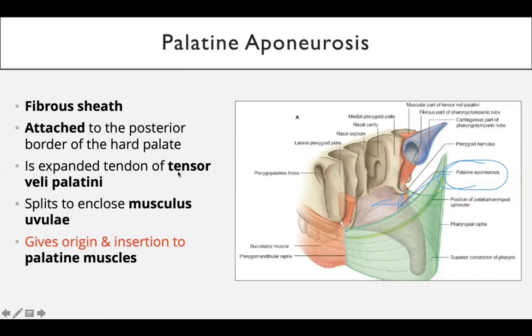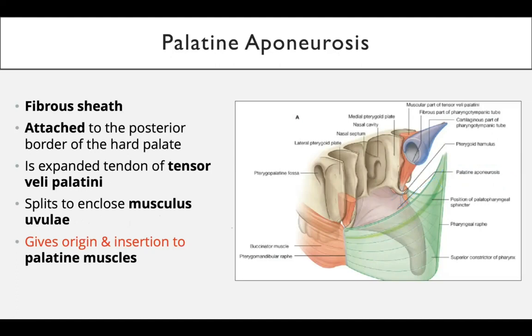It is the expanded tendon of tensor palati palatini. There is a muscle known as tensor palati palatini. This aponeurosis is the expansion of the tendon of this muscle. It splits to enclose musculus uvulae. Musculus uvulae is a muscle. This palatine aponeurosis splits into half and it encloses that muscle. So palatine aponeurosis encloses a muscle known as musculus uvulae. We will later study this muscle.